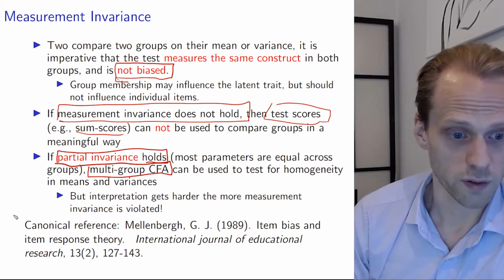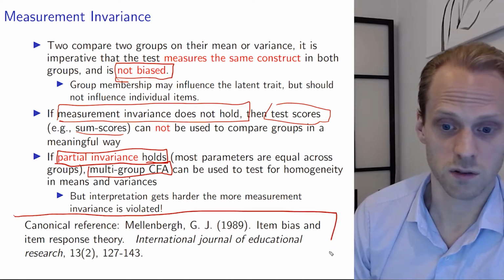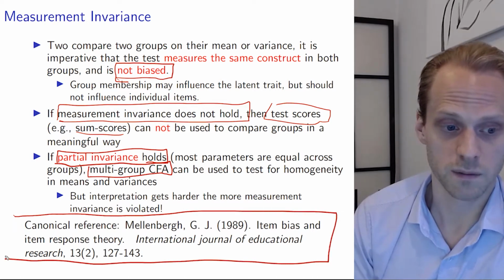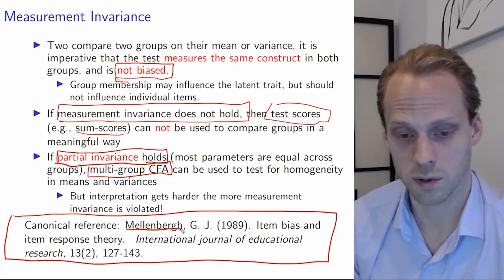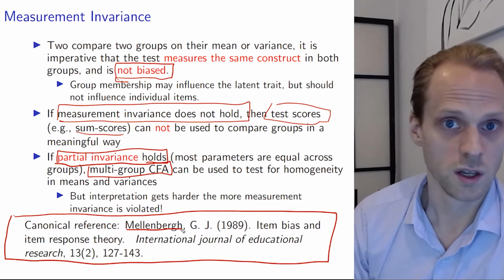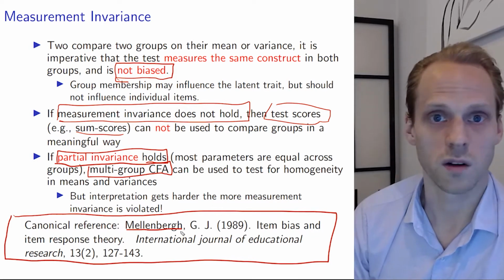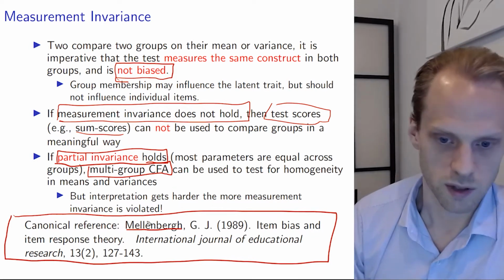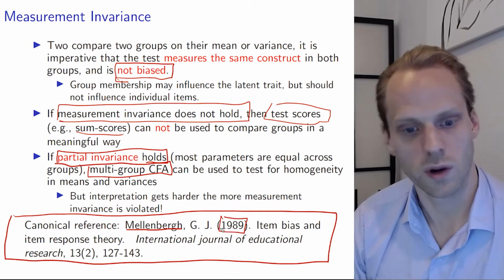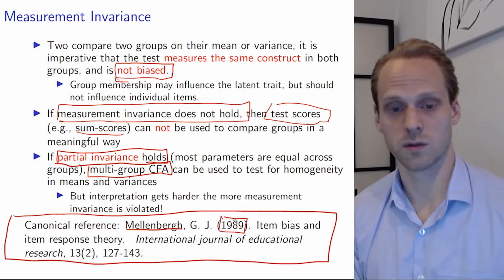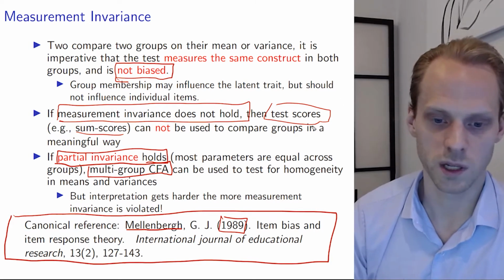The canonical reference for measurement invariance testing is this great paper by Don Mellenbergh. And Don Mellenbergh is at our department. He's now emeritus professor. You sometimes see him walking around still, but he's not around that much anymore. But this 1989 paper is really the canonical reference for measurement invariance testing in general. So if you want to read more about it, that would be the starting point.